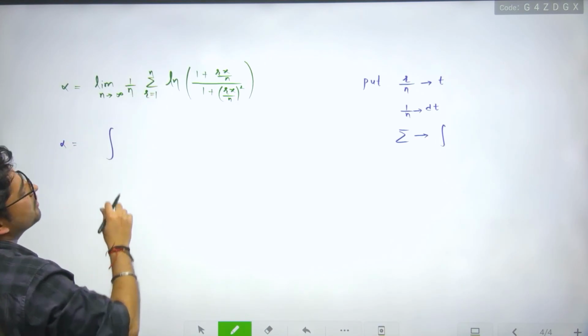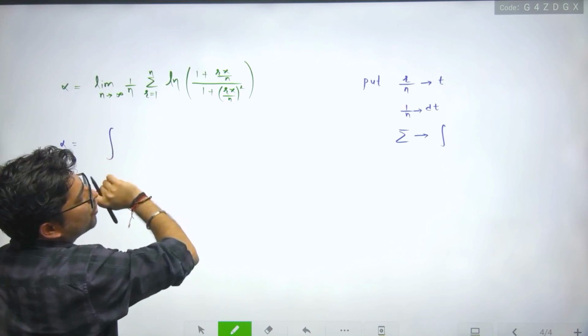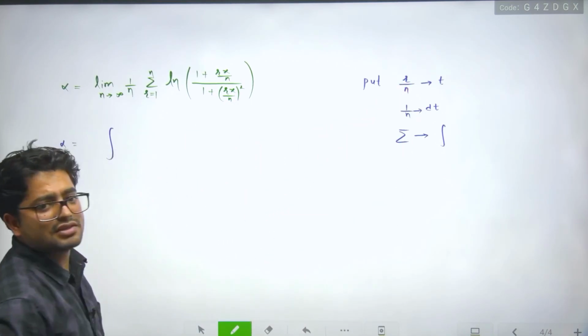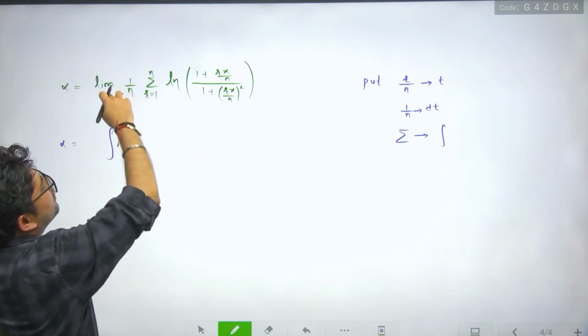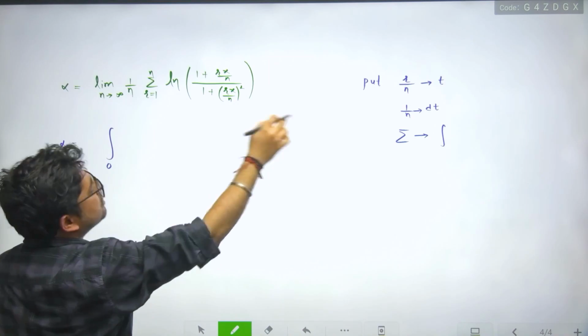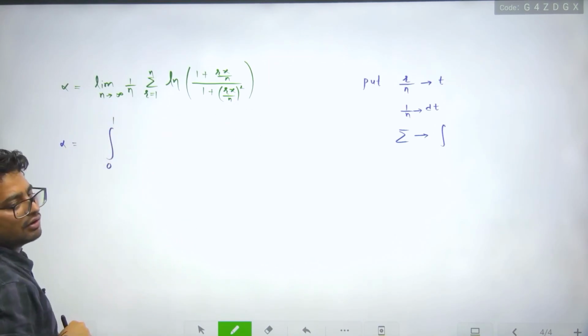Now r is equal to 1, so 1 by n, where n tends to infinity, tends to 0. Now if you put n by n, that will become 1.